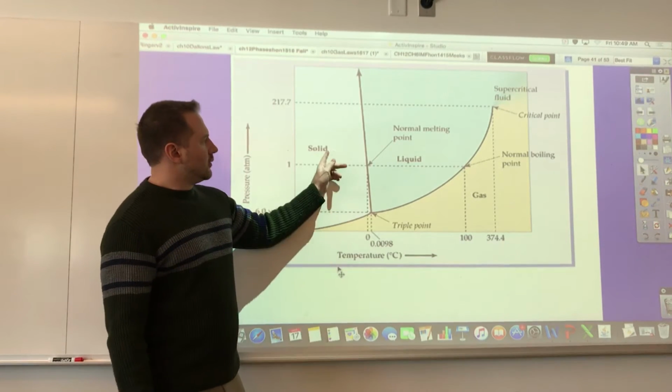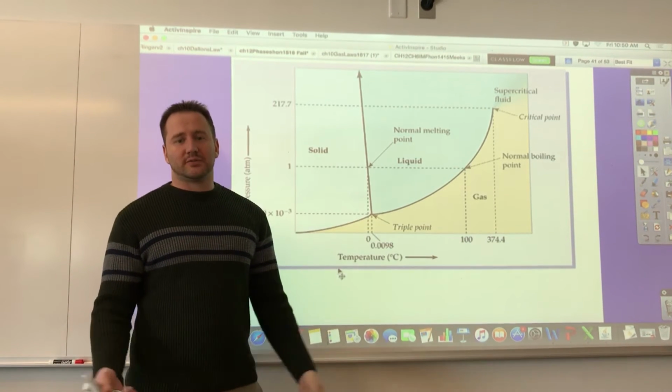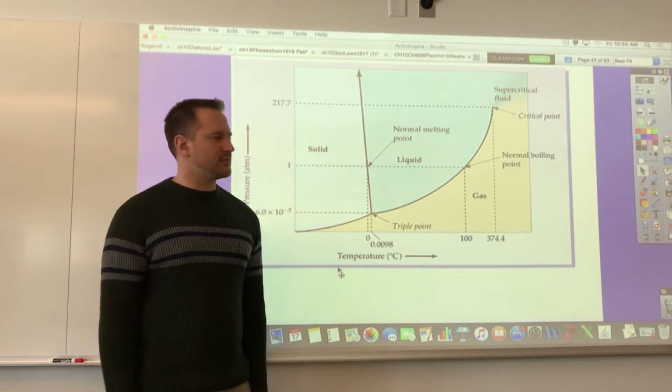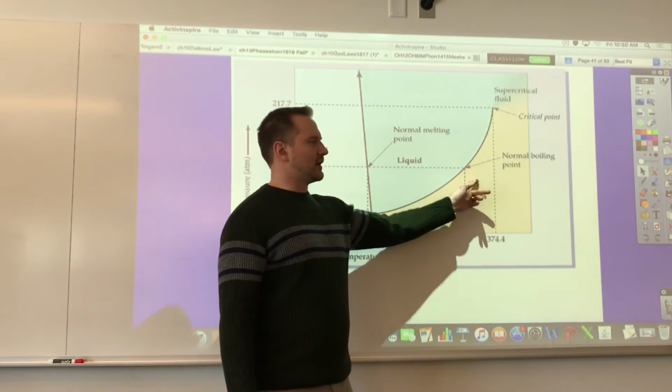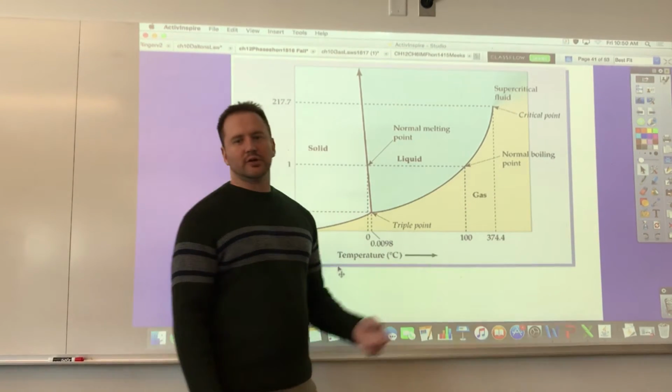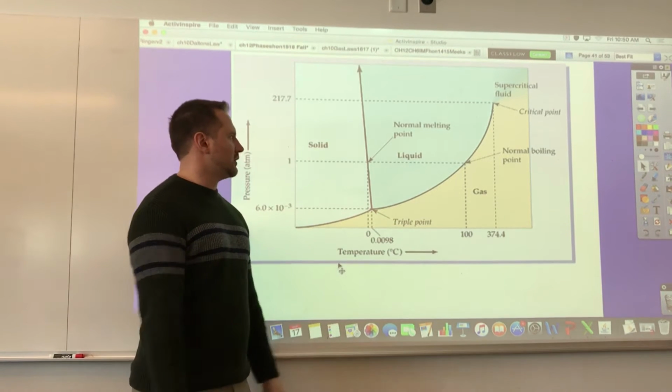changes. When you're going from a solid to a liquid, that's when you're melting a substance. When you go from a liquid to a solid, that's when you're freezing a substance. When you go from a liquid to a gas, well, then you're boiling. And then if you go from a gas to a liquid, you're condensing the vapor into a liquid form.